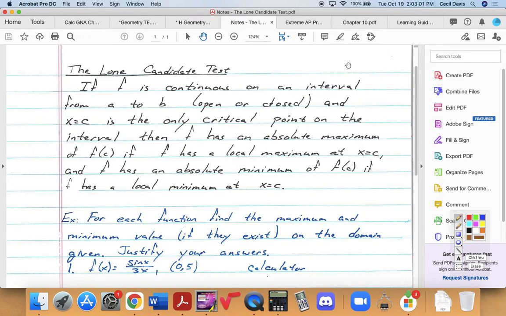So today we're going to talk about something that I call the lone candidate test. I don't know that anyone else actually calls it that. It's not covered in your book, but it shows up on the AP exam sometimes.